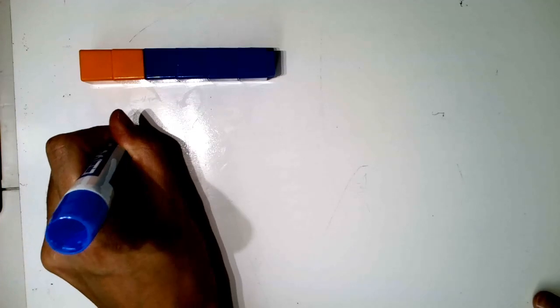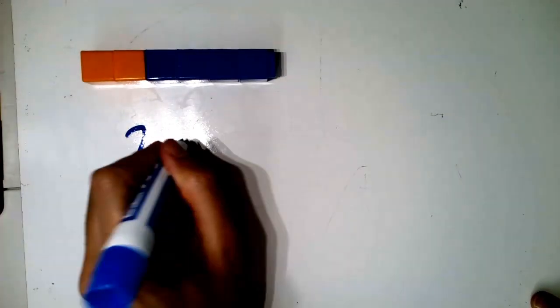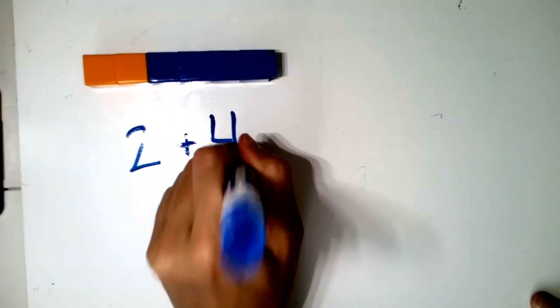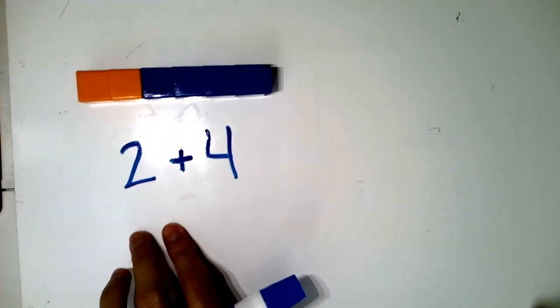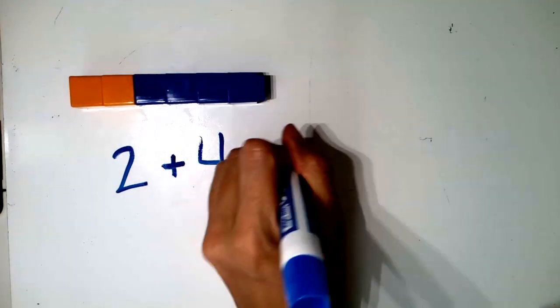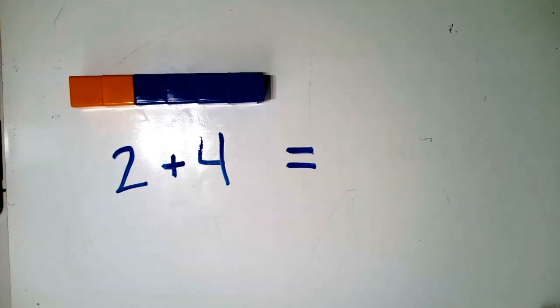We're going to write our expression. We have 2 orange and 1, 2, 3, 4 blue. That's an expression, boys and girls. 2 and 4, or 2 plus 4. Okay, now we're going to put this magic equal sign in the middle.